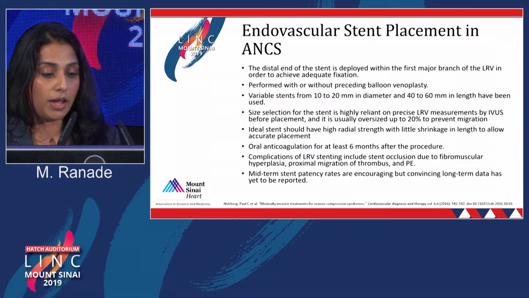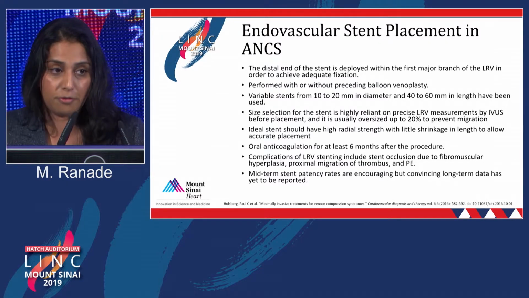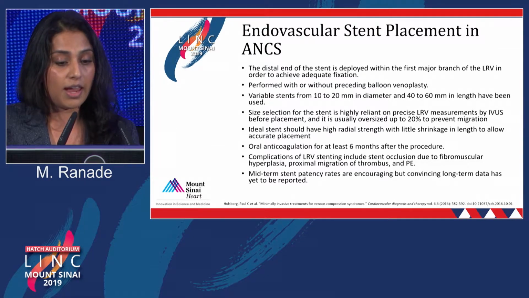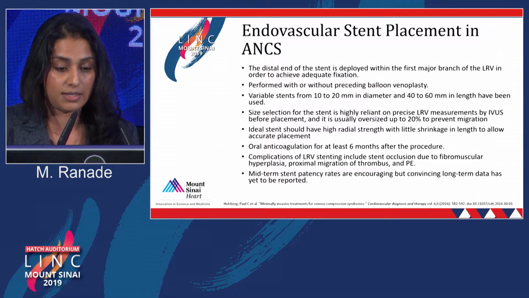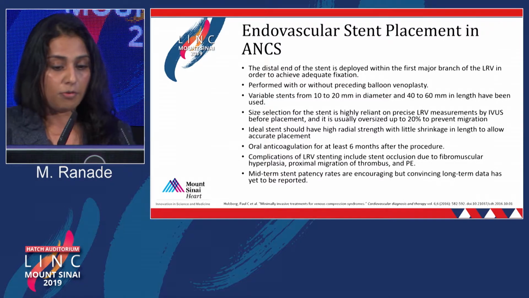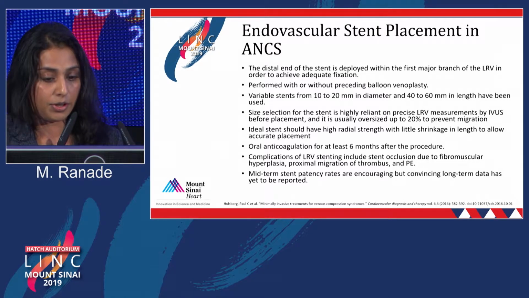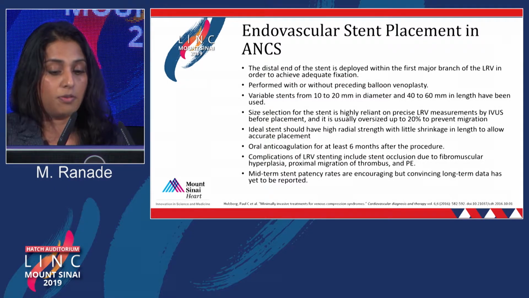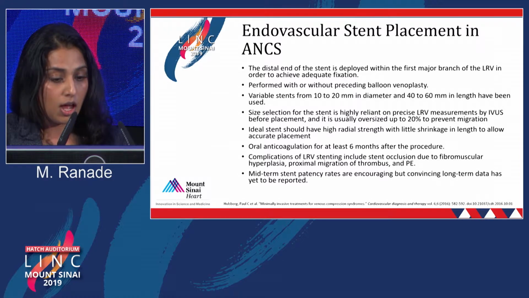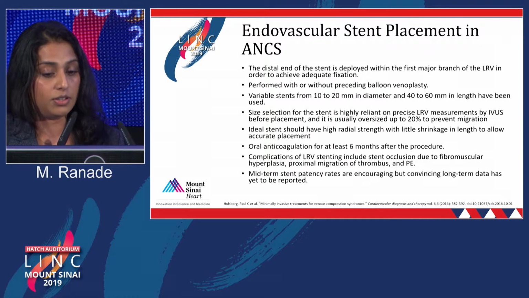An important takeaway with regards to stenting in Nutcracker patients is that the distal end of the stent needs to be deployed within the first major branch of the left renal vein to achieve adequate fixation. It's important that you appropriately size the stent, and this may be achieved with IVUS before placement, so that you have accurate measurements of the left renal vein. The stent is usually oversized by up to 20% to prevent any kind of migration. The ideal stent should have high radial strength and less shrinkage to allow for accurate placement.